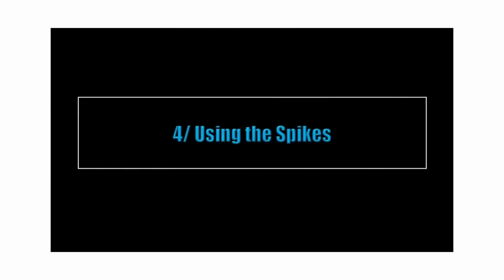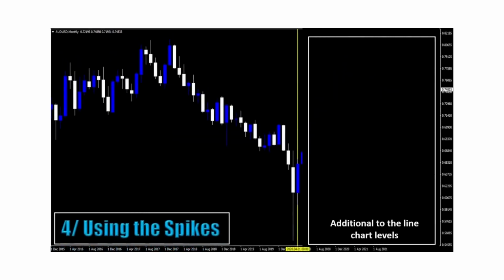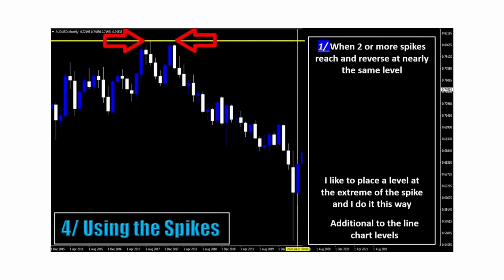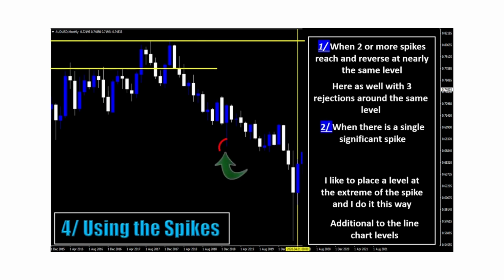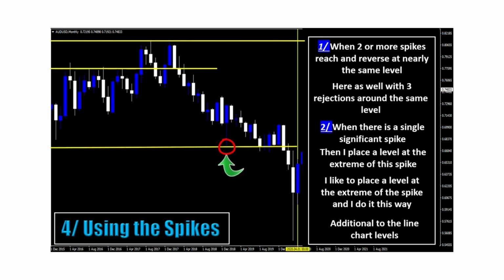Second part of the fourth element, using the spikes. In addition to the line chart levels, I like to place a level at the extreme of the spike, and I do it this way. First, when 2 or more spikes reach and reverse at nearly the same level. Here as well with 3 rejections around the same level. Second, when there is a single significant spike, then I place a level at the extreme of this specific spike.